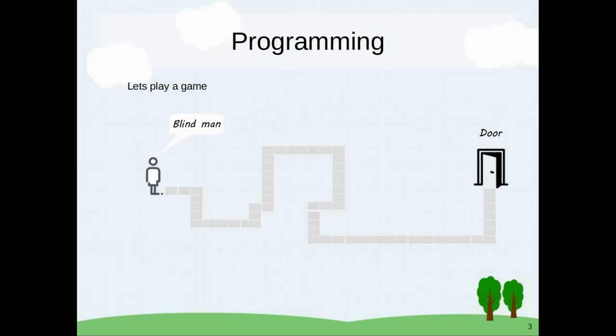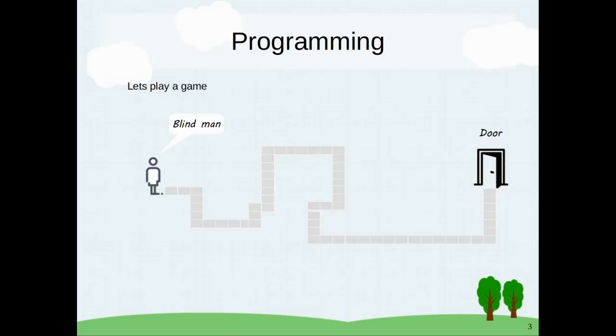You can see on the screen we have a blind man on one side, and on the other side we have a door. Our goal is to take this blind man to the door so that he can go out. So how can we do that? Keep in mind that the blind man doesn't have any knowledge about the environment, so we have to give him complete and specific instructions. So let's see how we can start.